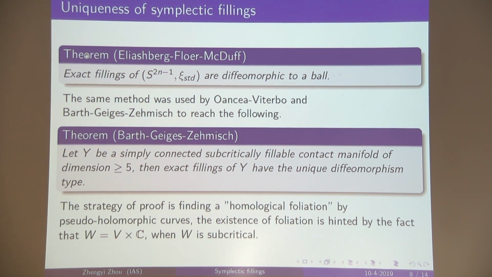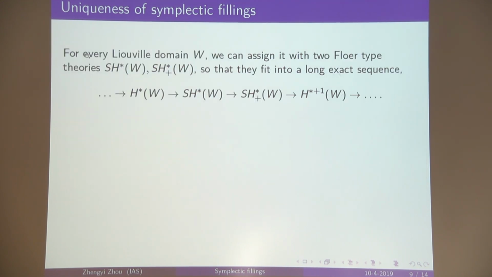And what I'm going to talk about is very different from their approach. So actually, this doesn't fit into the SFT thing I just told you. What I want to use is a different property of the contact manifold, which I just introduced, the ADC condition. So I'm going to use Floer theory to study this question.